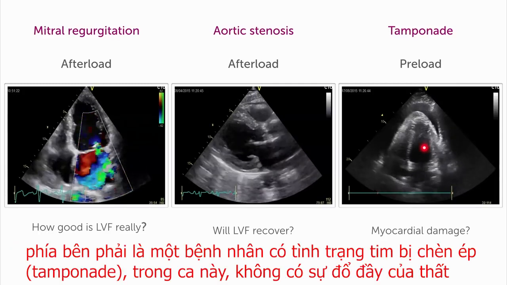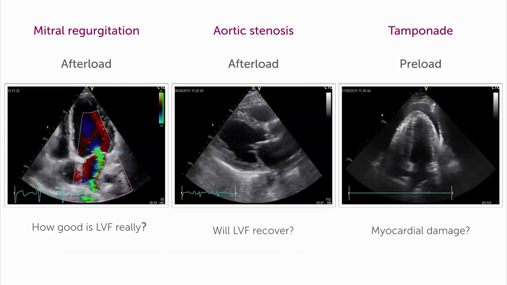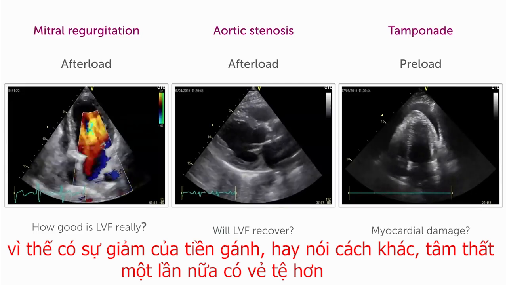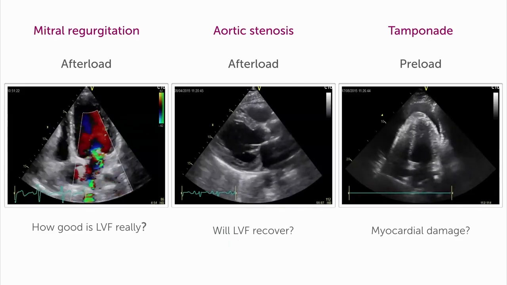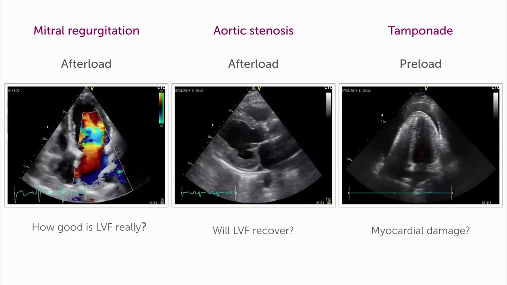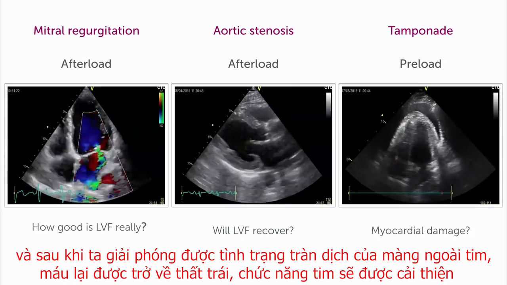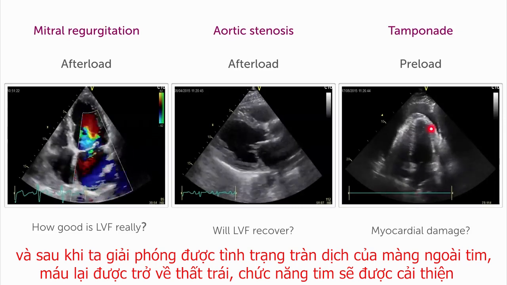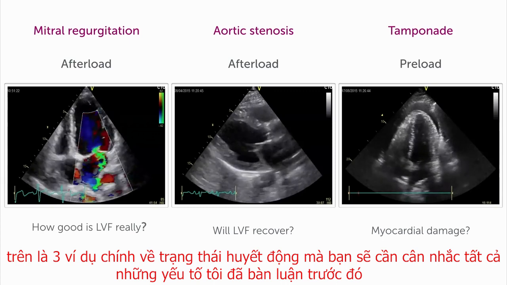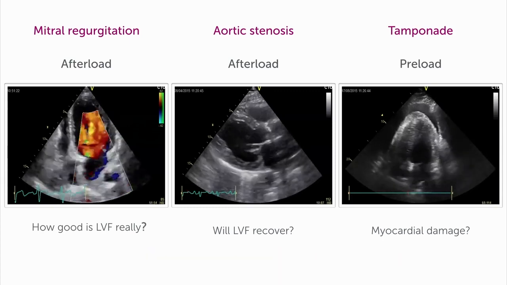And on the right-hand side, you have a patient who has tamponade. In this case, there is no filling of the ventricle. So there's a reduction in preload. In other words, the ventricle again will look worse than it actually is. In this situation, you cannot estimate how left ventricular function truly is. And after we released the pericardial effusion and volume again entered the left ventricle, function improved. So these are just three of many hemodynamic situations where you have to consider all the factors I discussed previously.